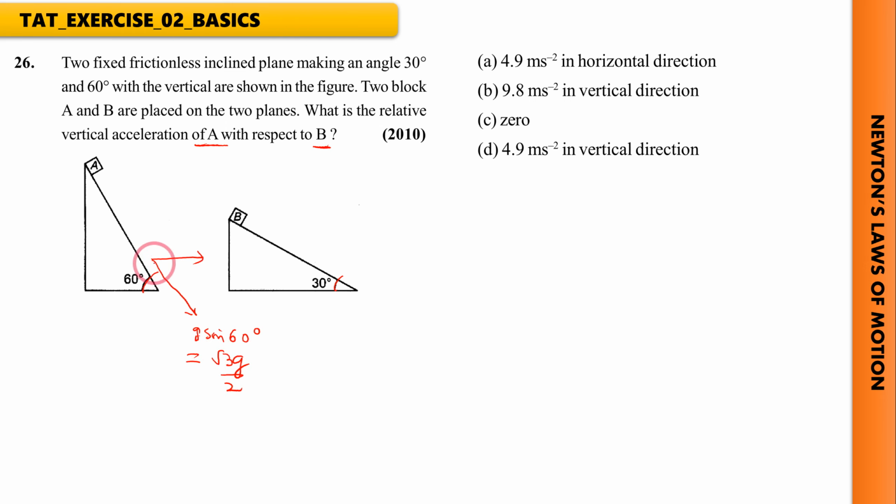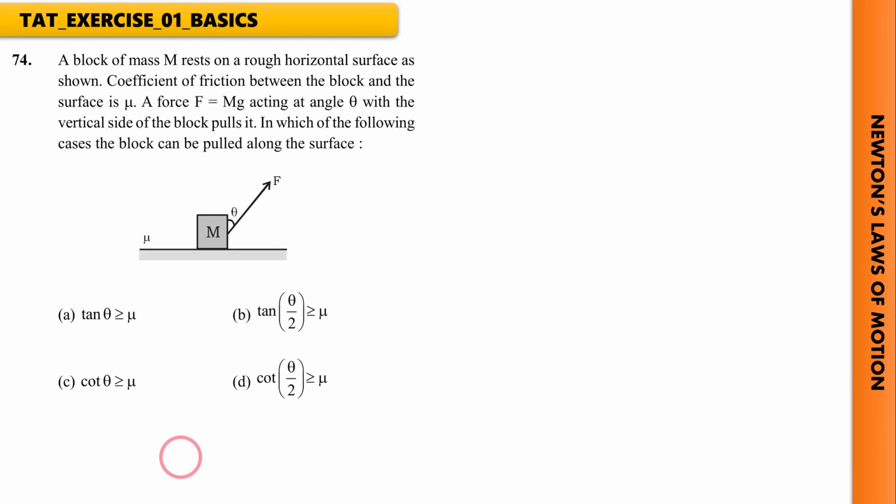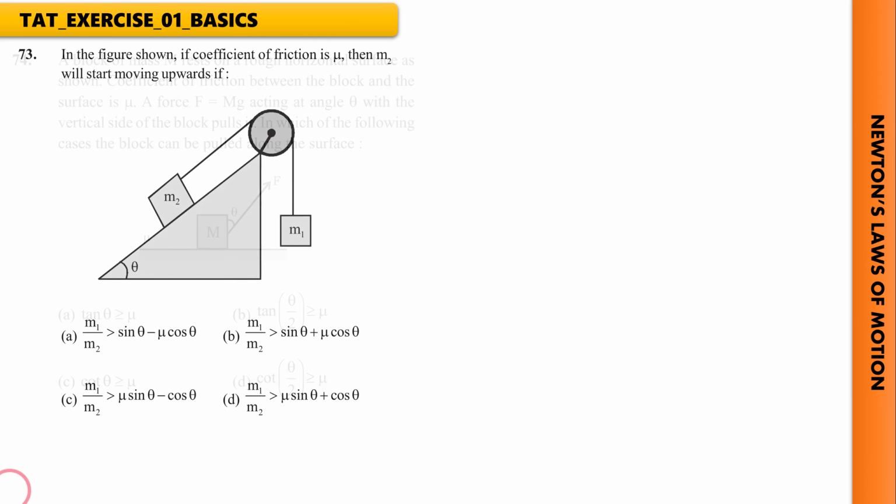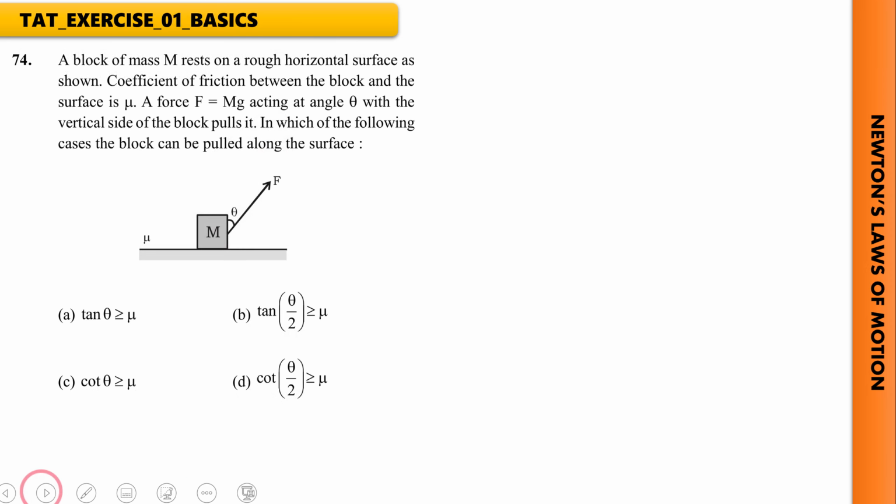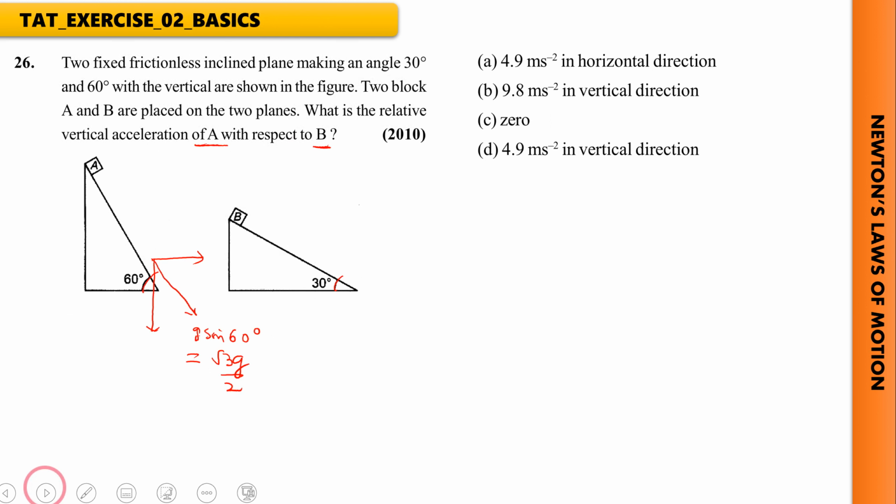We will further resolve this onto the x and y axes, because for relative acceleration I need it in vector form. This angle is 60 degrees over here. So the horizontal component will come with cos 60. Cos 60 means 1 by 2, so this is root 3g upon 4. The vertical one will have sin 60, so this will be 3g upon 4. Root 3 comes twice, that will give you 3.